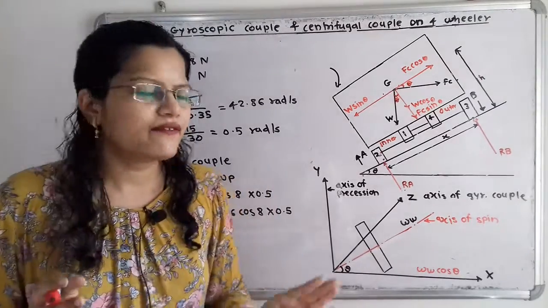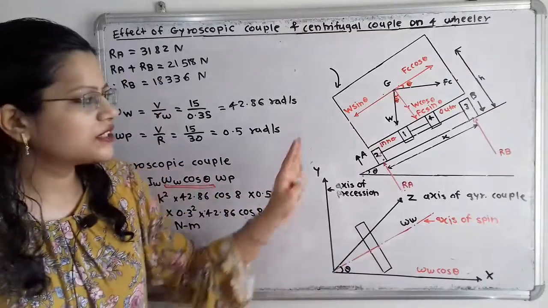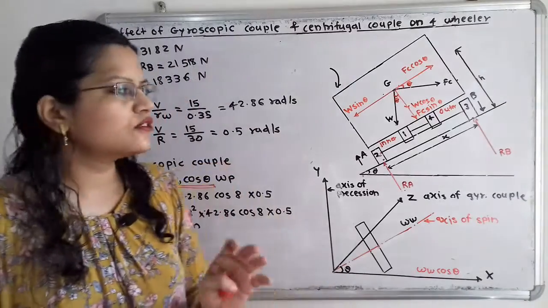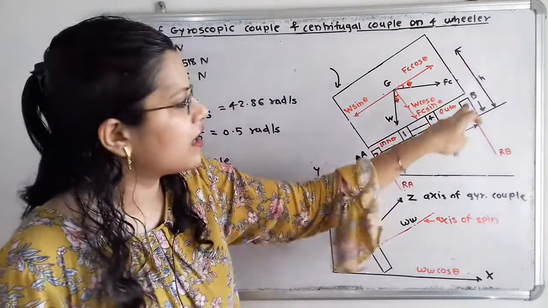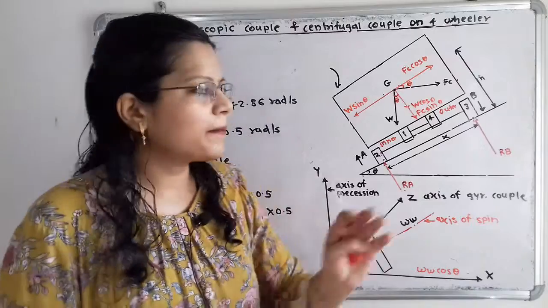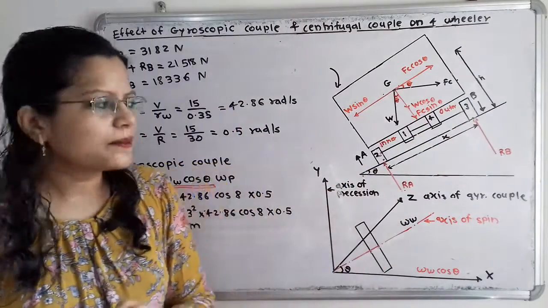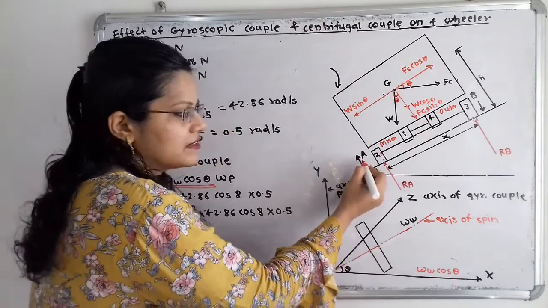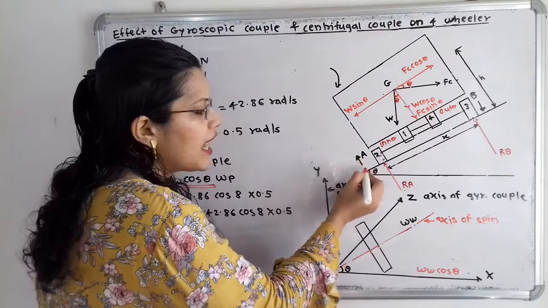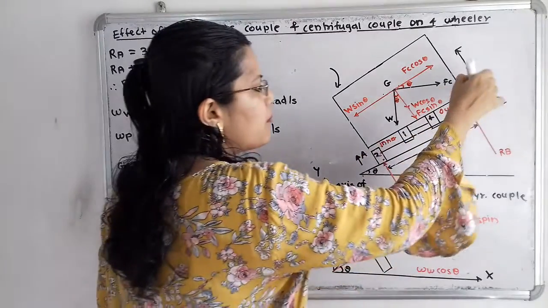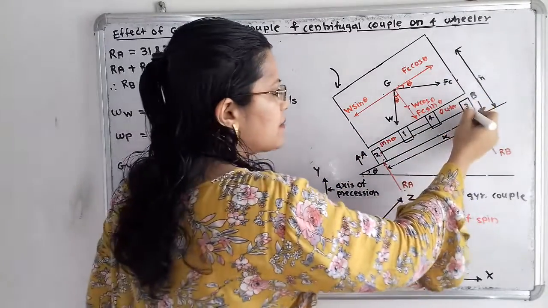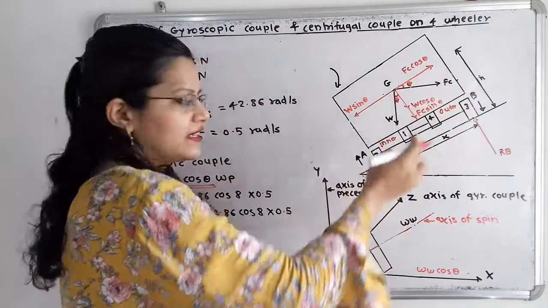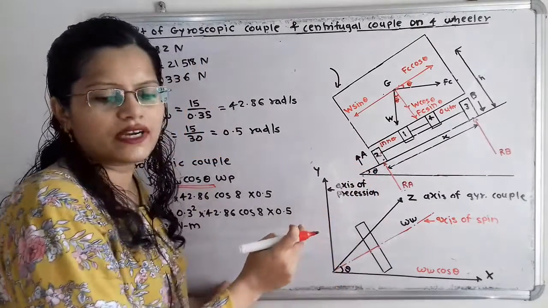So what is its effect on this wheel or on this vehicle? The effect of this gyroscopic couple is to overturn this vehicle about this point P or about the outer wheels. That means because of this gyroscopic couple, it will lift the inner wheels, that is wheel number 1 and 2 are getting lifted, and it will push the outer wheels, that is wheel number 3 and 4 that are getting pushed. That is, the action is in the downward direction here, and here this action is in the upward direction.